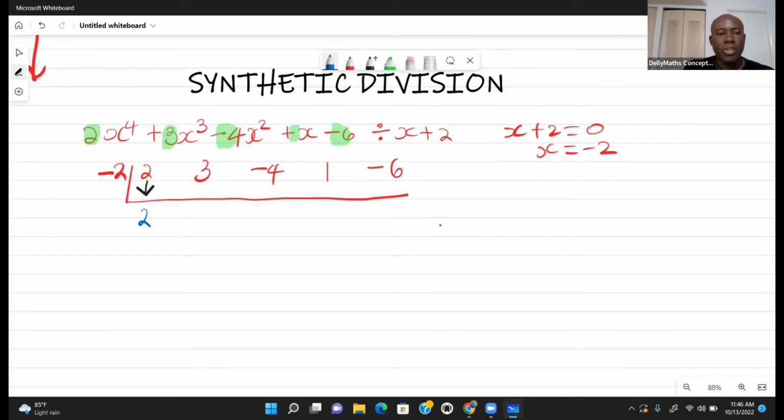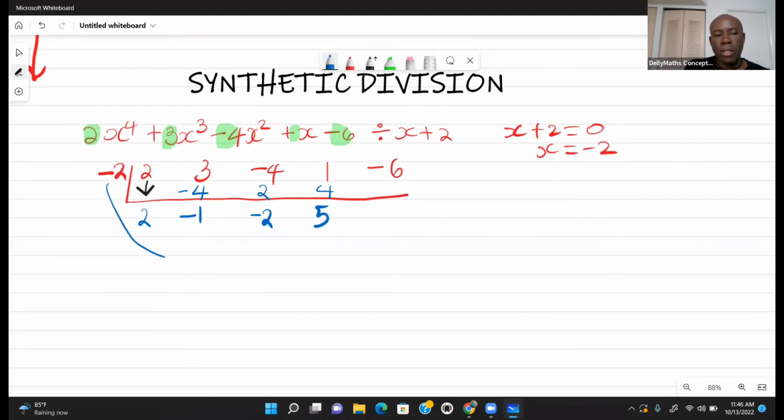Multiply, then add. So we multiply negative 2 by positive 2, and we get negative 4. Then we add negative 4 to 3, and we get negative 1. Then we multiply negative 2 times negative 1, and we get positive 2. Then we add positive 2 to negative 4, and we get negative 2. Then we multiply again, negative 2 with negative 2, and that gives us positive 4. When we add positive 1 and positive 4, we get 5.